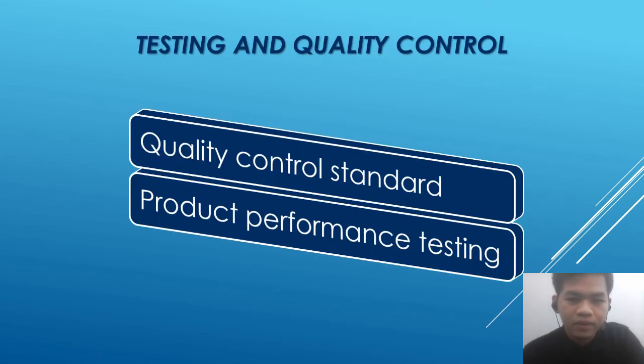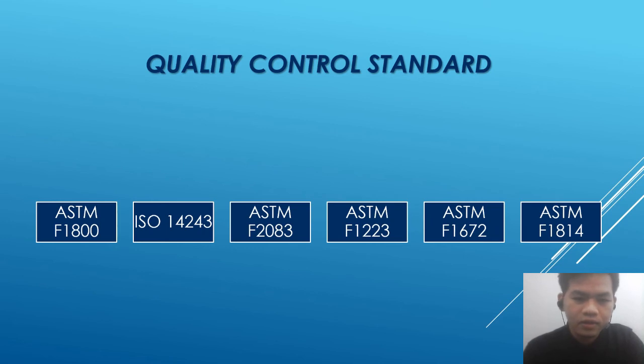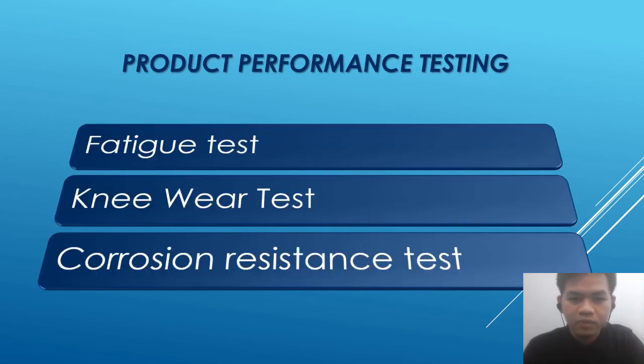For the following part, it is testing and quality control. The quality control standards in this part will utilize 6 points. The first one is ASTM F1800, ISO 10243, ASTM F2083, ASTM F1223, ASTM F1672. And lastly, ASTM F1814.